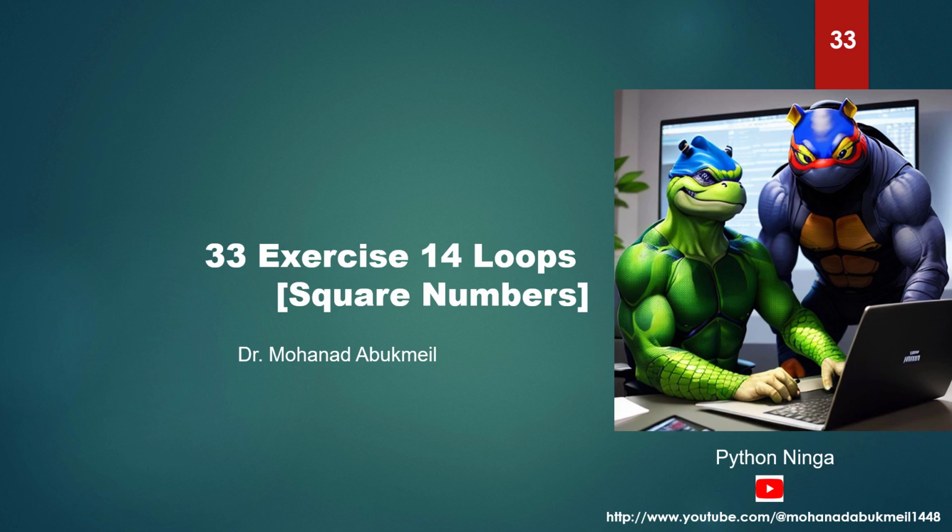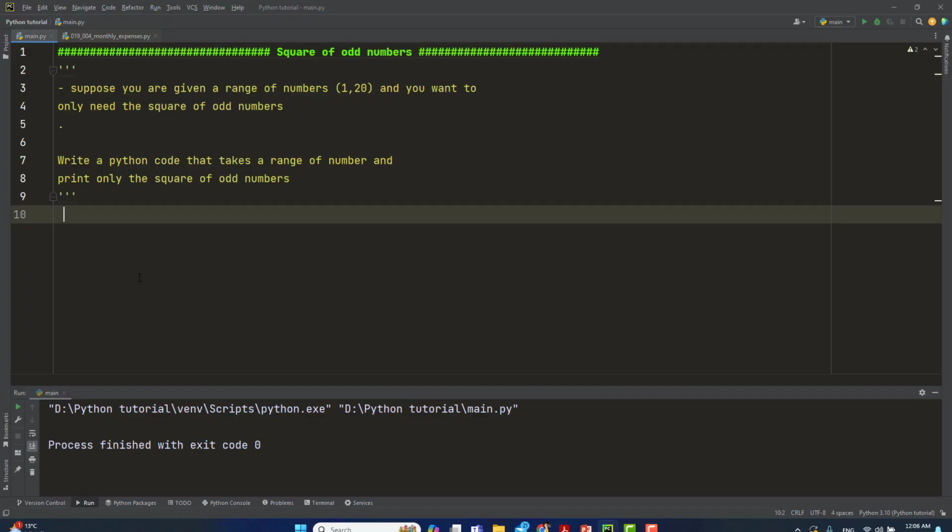in Python by highlighting the square numbers exercise. It is a very simple program with a few lines of code. We will be able to extract the square numbers of odd numbers in a range of numbers. So today's tutorial is very simple and can be computed within a few lines of code.